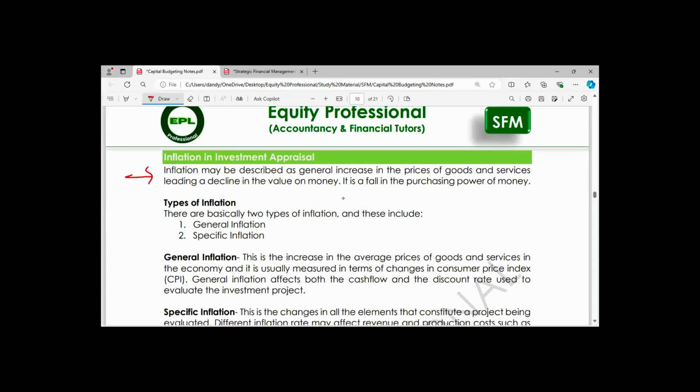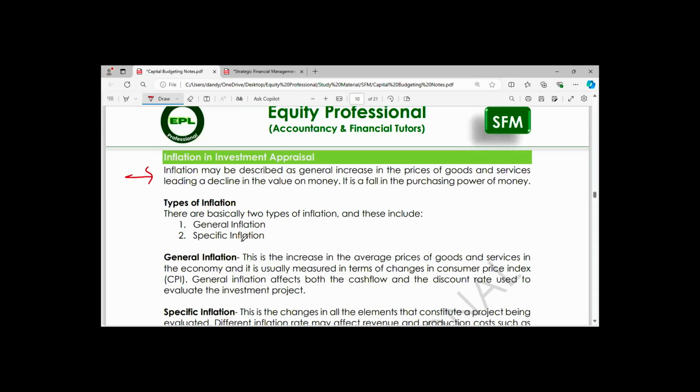What are the relevant cash flow we have in relation to inflation? What do you mean by money cash flow, real cash flow? What do you mean by money cost of capital, real cost of capital? How do you convert real cash flow to money cash flow or money cash flow to real cash flow? What are the general rules that you must take into consideration? These are the things I want to discuss with you, not giving you definition for inflation.